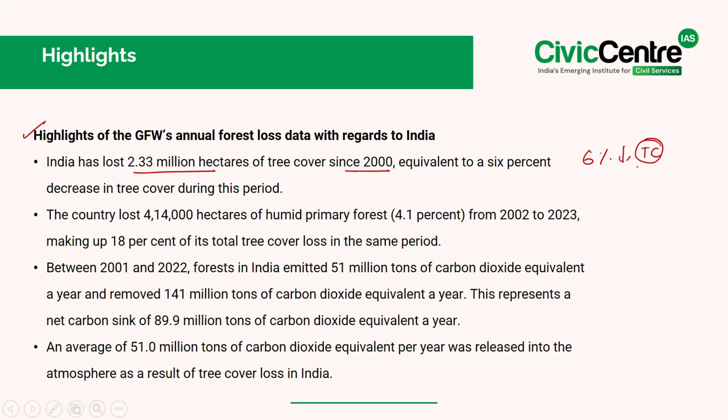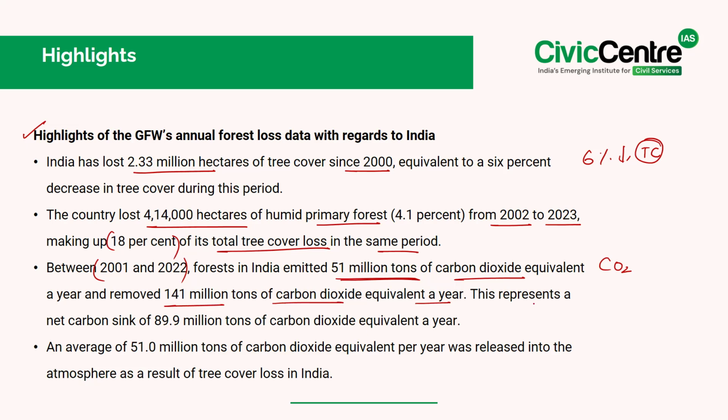Furthermore, the country lost 4,14,000 hectares of humid primary forests from 2002 to 2023, making it 18% of tree cover loss in the same period. Notably, between 2001 and 2022, forests in India emitted 51 million tons of carbon dioxide equivalent a year, and removed 141 million tons of carbon dioxide equivalent a year. So, this represents a net carbon sink of 89.9 million tons of carbon dioxide equivalent a year.